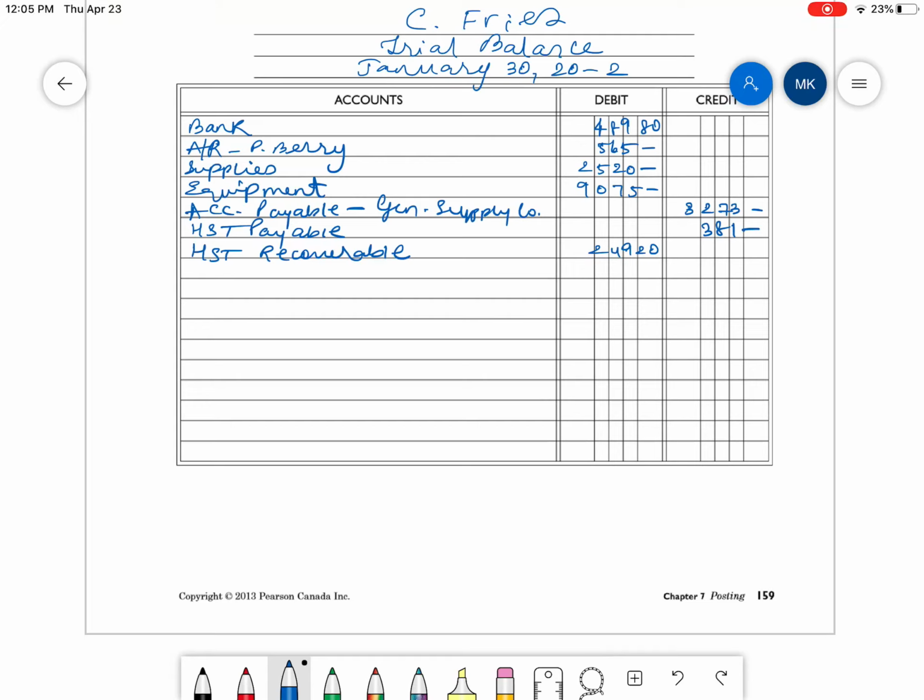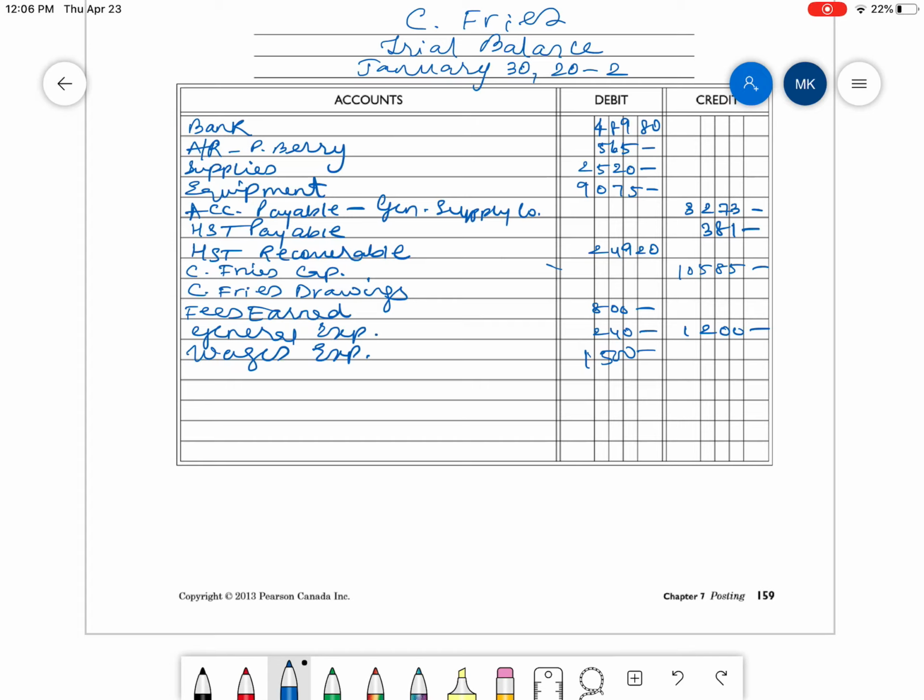Next we have the capital and drawings. C Fries capital is 10585, so that's credit. And drawings is 800. And then we have the fees earned account, the revenues. Fees earned has a credit balance of 1200. And general expense has a debit balance of 240. Wages expense has a debit balance, because it's an expense, so it has to be a debit balance of 1500.